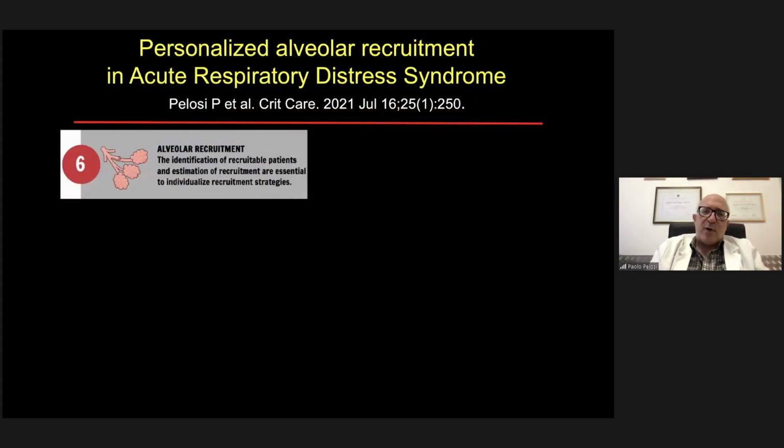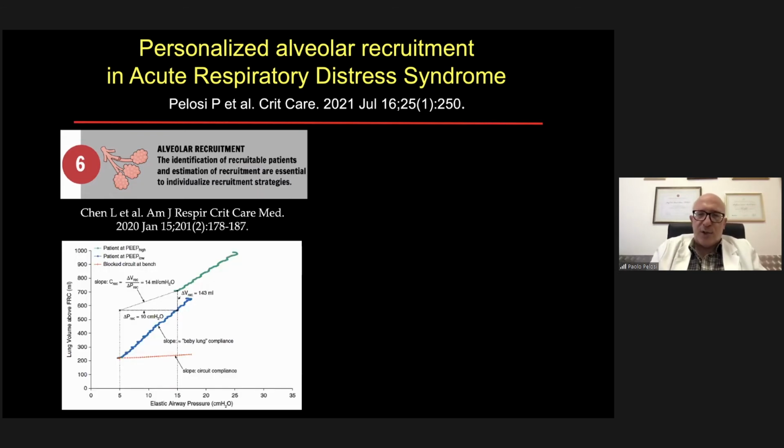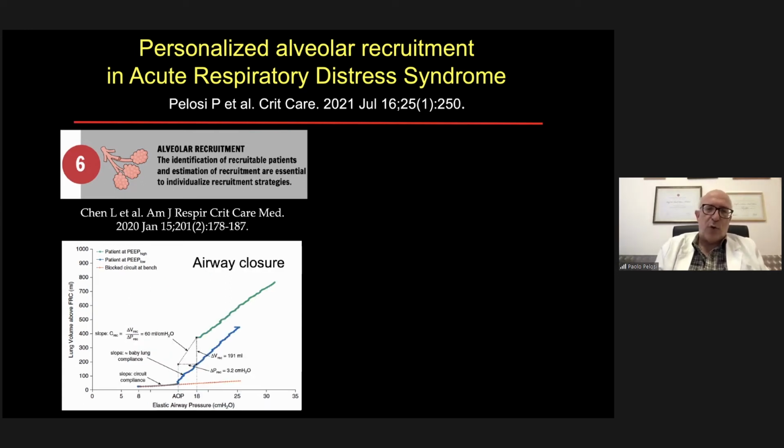The other point is alveolar recruitment, which is related to the identification of recruitable patients and the estimation of recruitment, which are essential to individualized recruitment strategies. And this is a nice method that has been recently proposed by the Canadian team, which is related to two pressure-volume curves, starting from two levels of PEEP, and the difference in volume that can be calculated. And this might allow the calculation, as you can see, of the difference in the recruitable volume at the highest level of pressure, in this case, 15 centimeters of water, between the two curves.